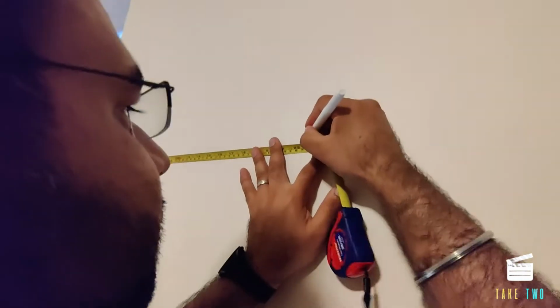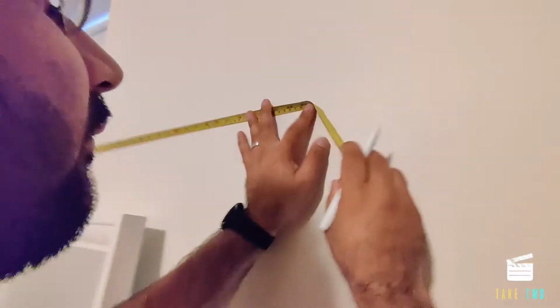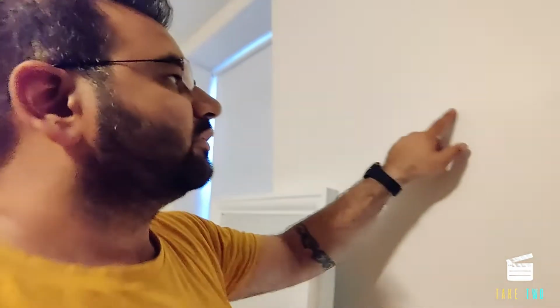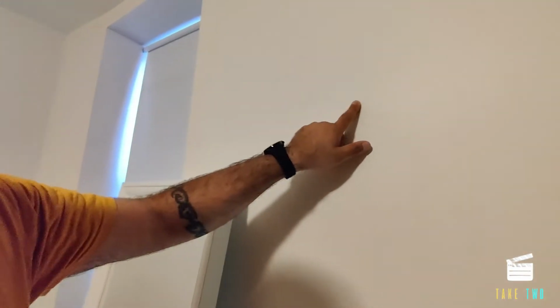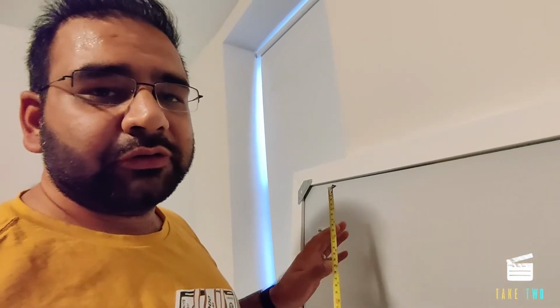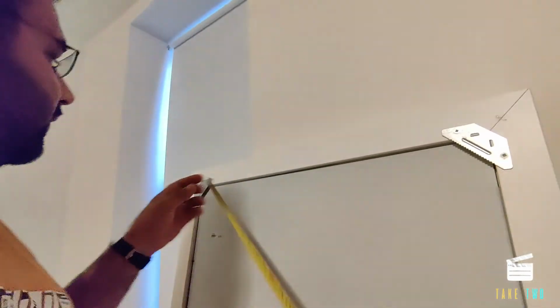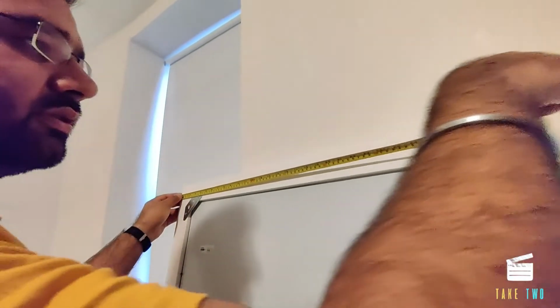I think we can take this as the center. So this nail is right in the center of the wall. The next thing we'll do is mark the center of the mirror. Let's measure the mirror first.